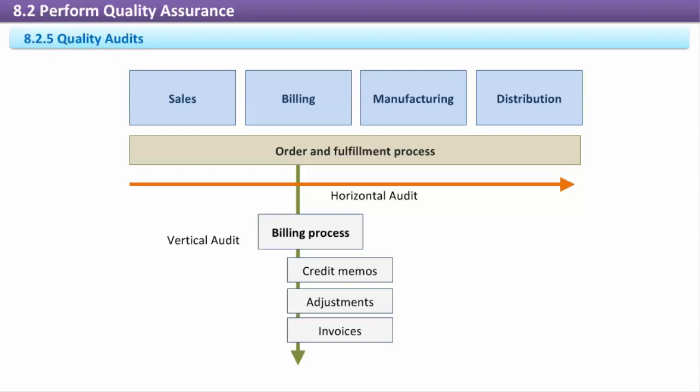Quality audits may be very broad or focused only on specific items. Audits are sometimes called vertical or horizontal audits. A vertical audit focuses on a particular function or a single process, while a horizontal audit follows a complete process from start to end, usually through several functional areas within the project or organization.